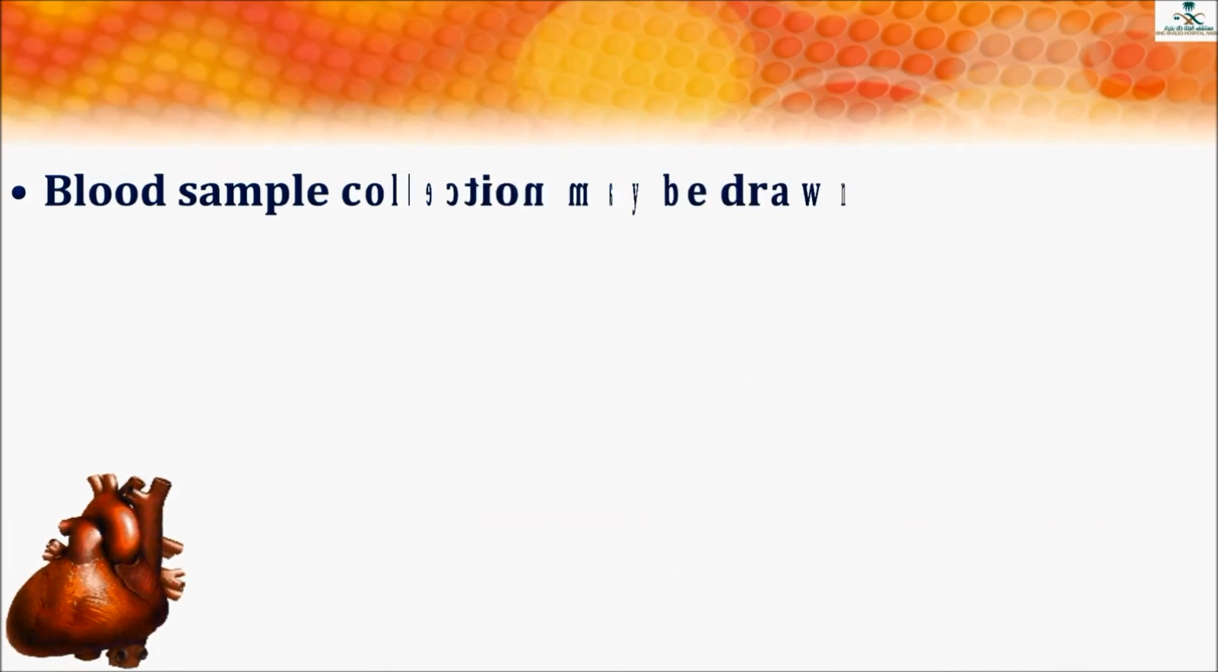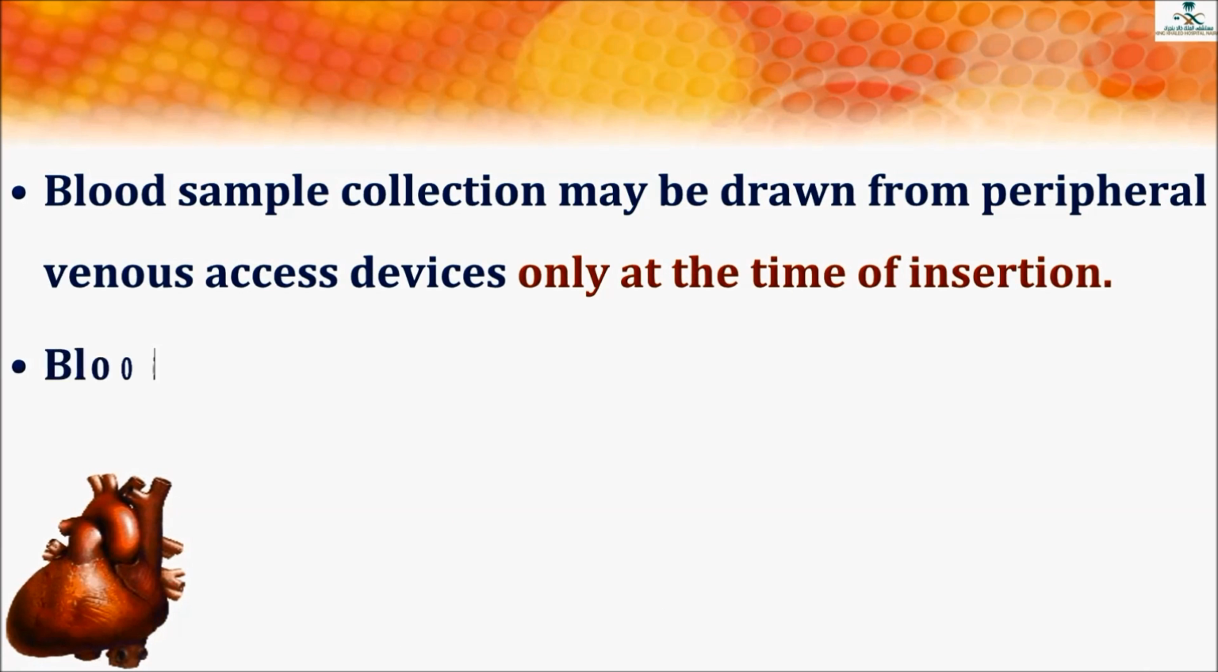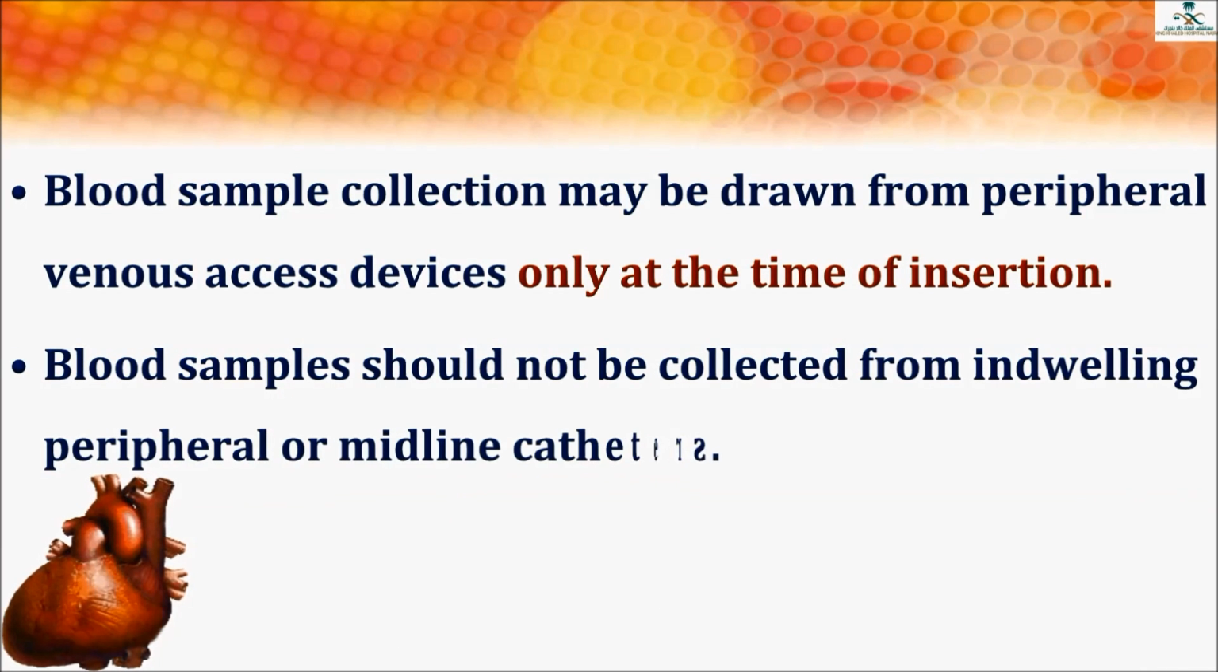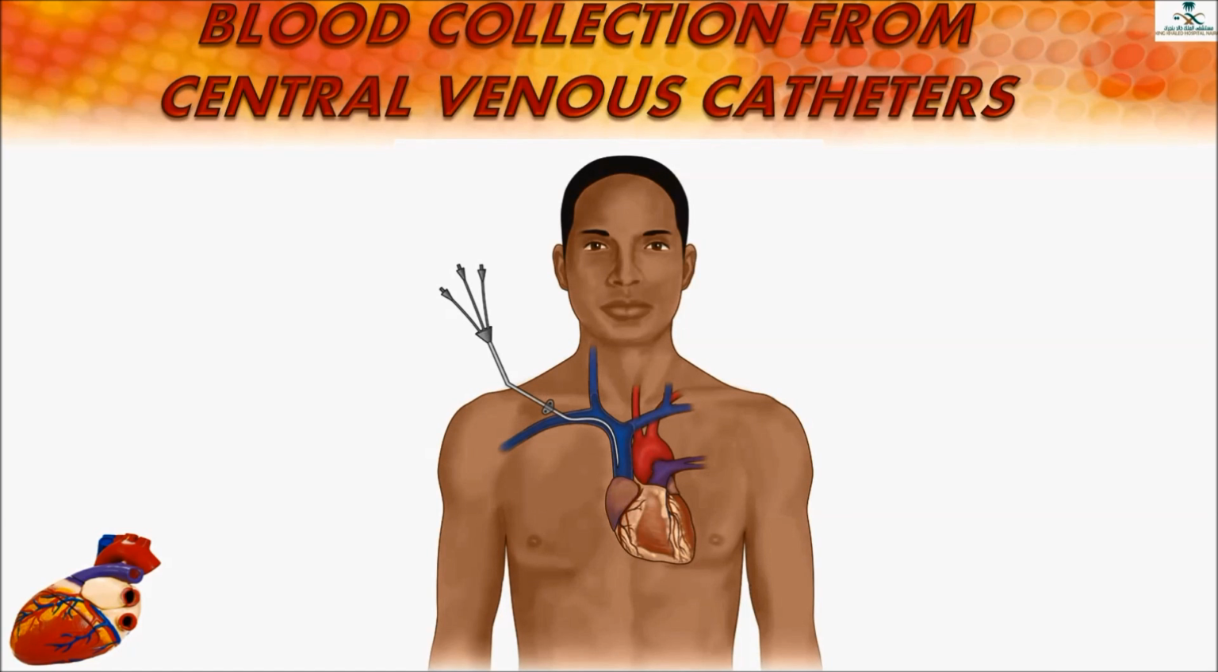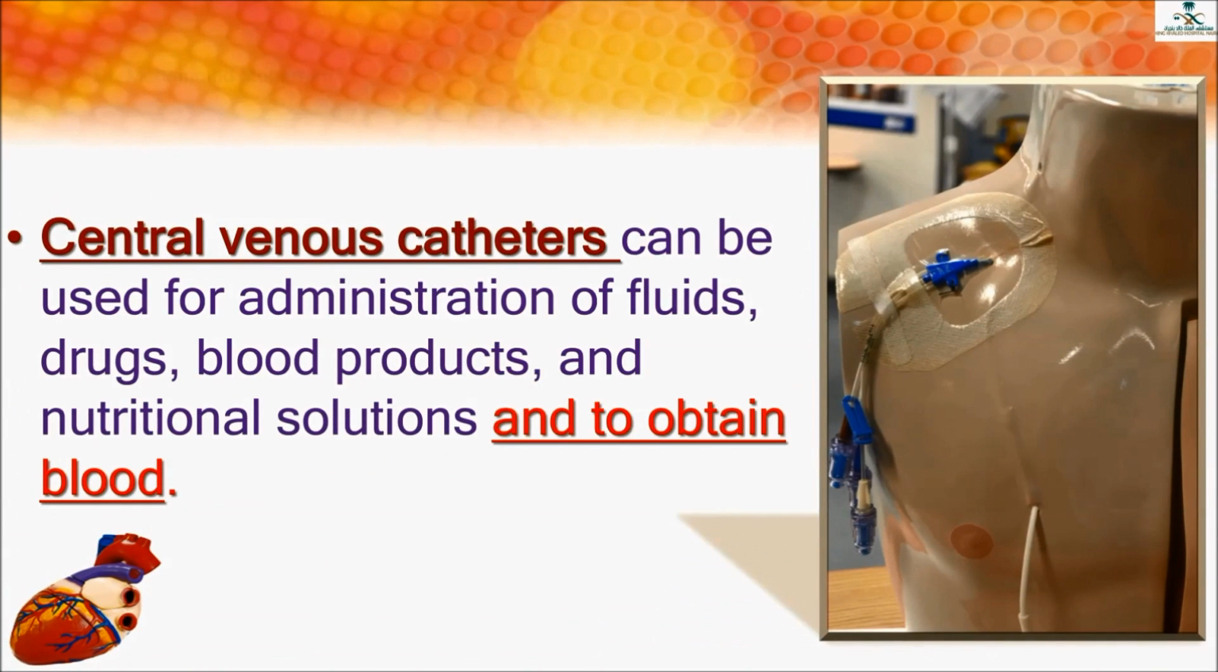Blood sample collection may be drawn from peripheral venous access devices only at the time of insertion. Blood samples should not be collected from indwelling, peripheral or midline catheters. Central venous catheters can be used for administration of fluids, drugs, blood products, and nutritional solutions and to obtain blood.